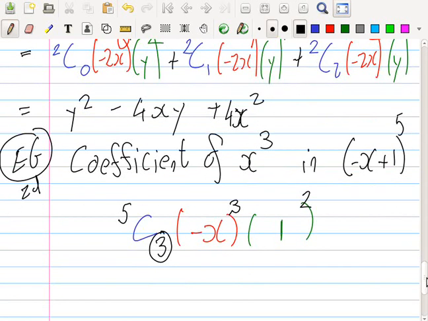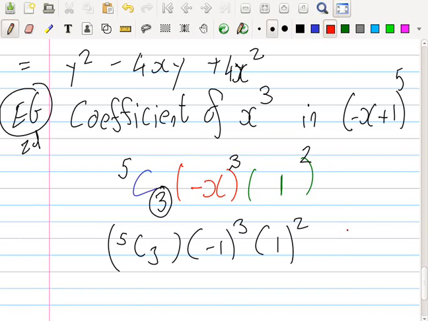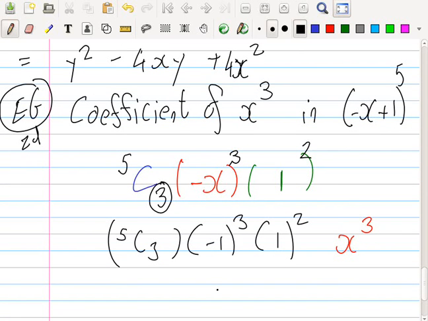So this is the piece I need. This is the piece I want. So I have 5C3 times minus 1 to the power 3, 1 to the power 2, and then an x cubed at the end. So please type this in: 5C3 times minus 1 cubed times 1 squared. Minus 10. So the coefficient is minus 10.